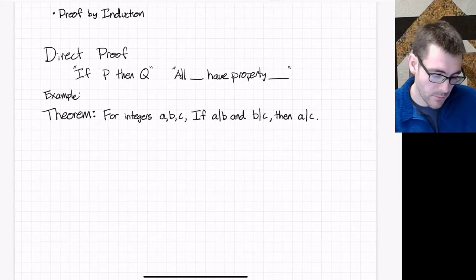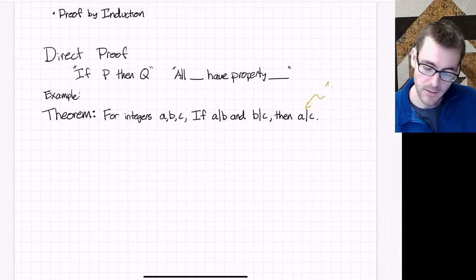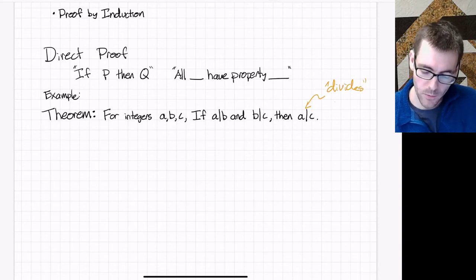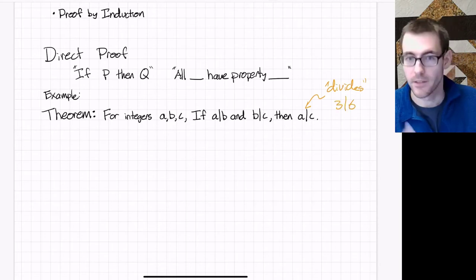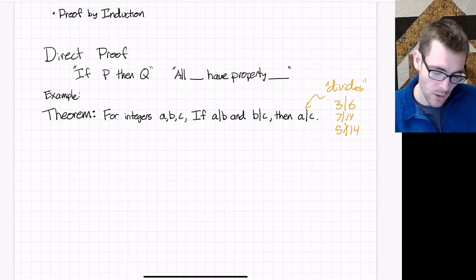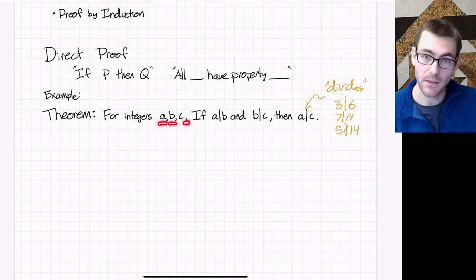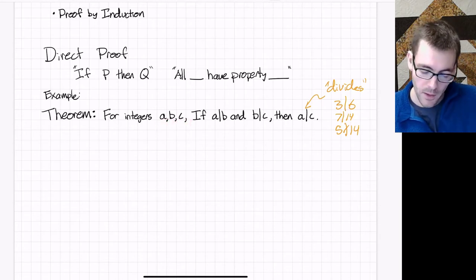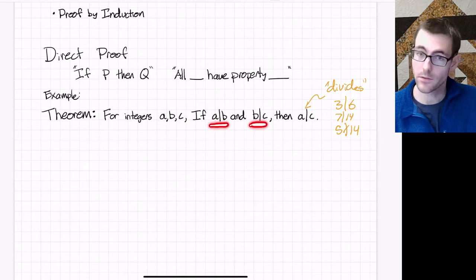If you haven't seen this notation before, this vertical line means divides, and we're talking about things like 3 divides 6 because it goes evenly into 6, 7 divides 14, however, 5 does not divide 14. So we want to say that if we have some triplet of integers, a, b, and c, so whole numbers, that if this is true and this is true, then this is true.